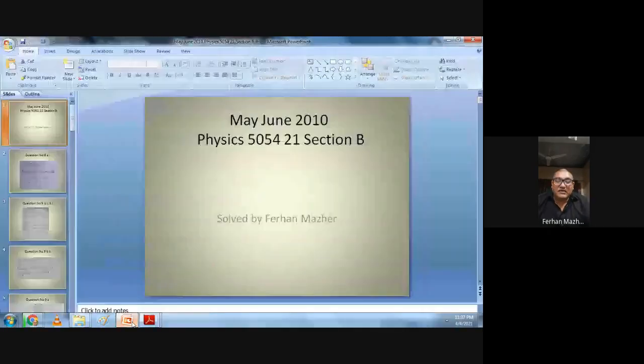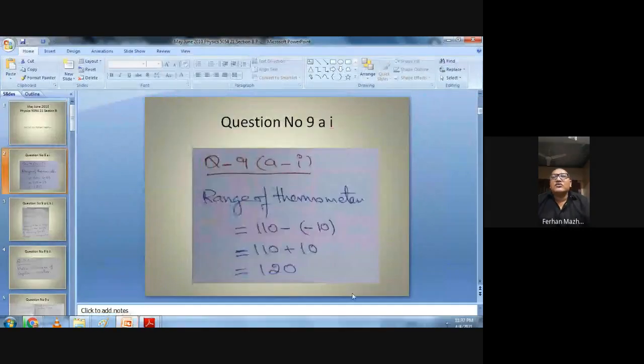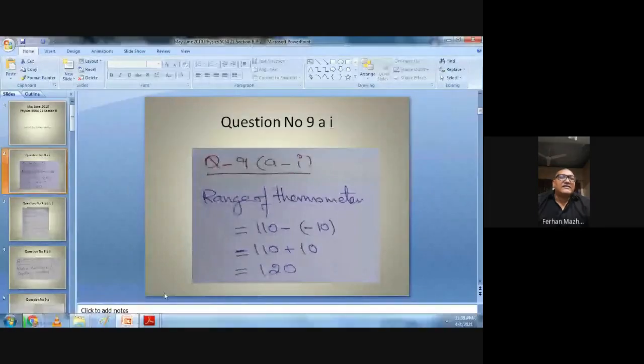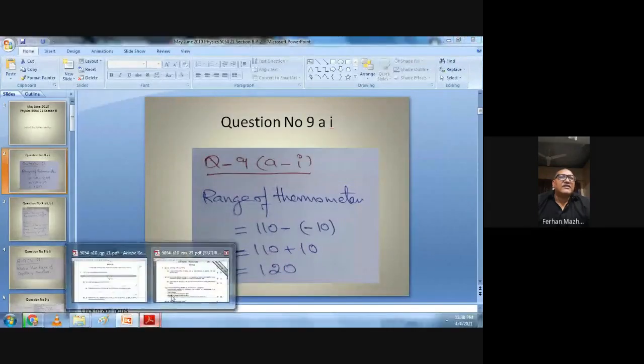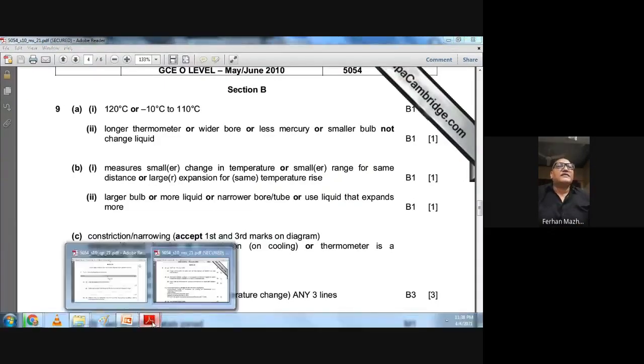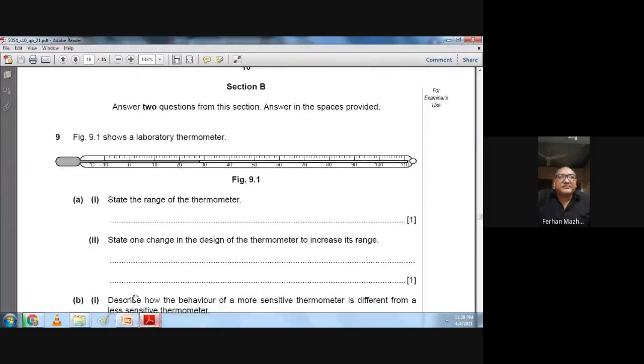Let me show you my work. I've done this. So the range of the thermometer will be 110 minus -10, so it will be 110 plus 10, 120 is the answer. Let's check the marking scheme. And the marking scheme says 120 degrees centigrade. So 110 plus 10, and it will be 120. So hopefully you have understood this one mark question. Very simple, easy to get.